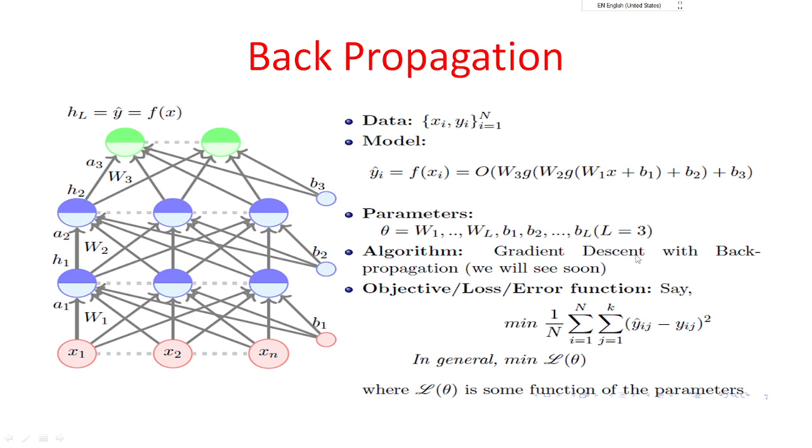The algorithm is gradient descent with back propagation. Now the objective function, the loss function. How do you calculate the loss? The loss is the difference between the actual value and the value predicted by the model. You square it, sum it, and find the average. You have to minimize this average.